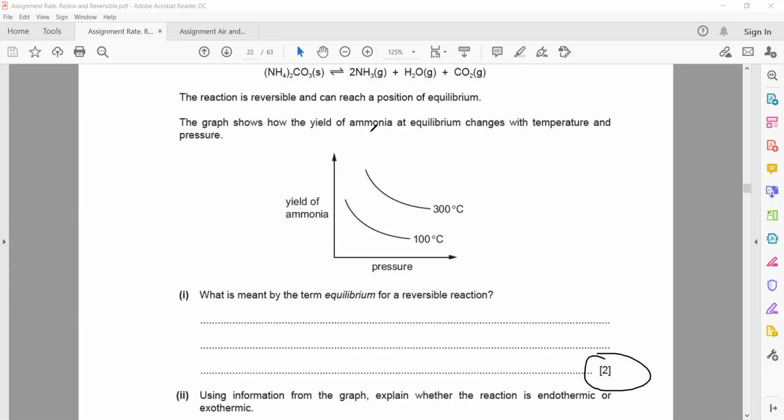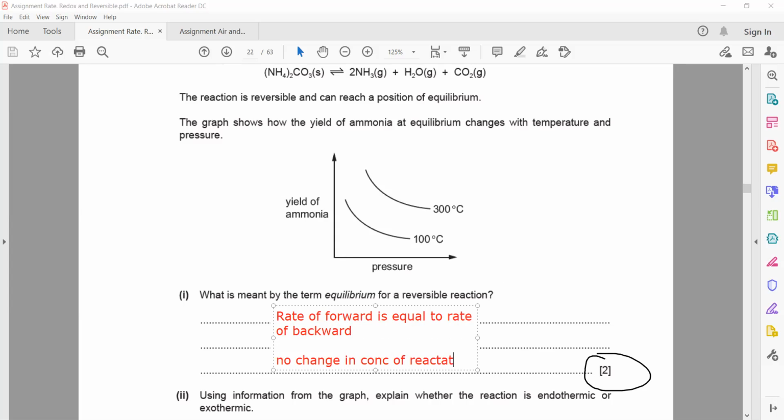It's 2 marks. So how will you score 2 marks? You will first mention that the rate of forward reaction is equal to the rate of backward reaction, and the second mark is there is no change in concentration of reactant and product.